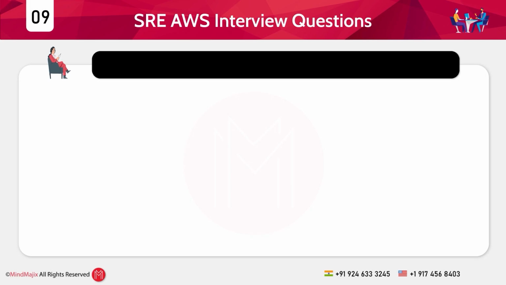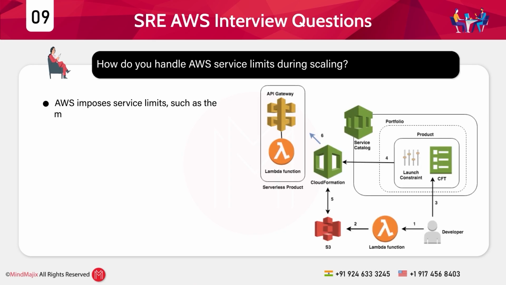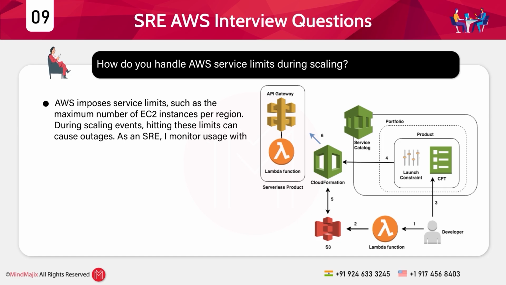The next question is, how do you handle AWS service limits during scaling? So AWS imposes service limits such as the maximum number of EC2 instances per region. So during scaling events, hitting these limits can cause outages. So as an SRE, I monitor the usage with AWS Trusted Advisor and set the alerts for resource thresholds.